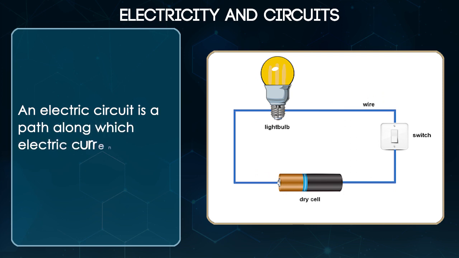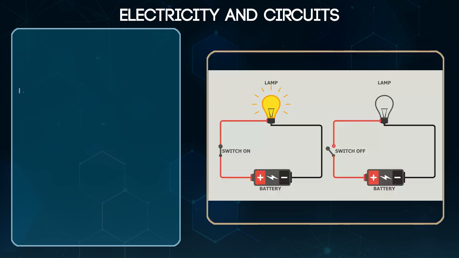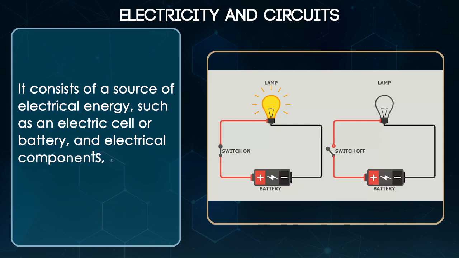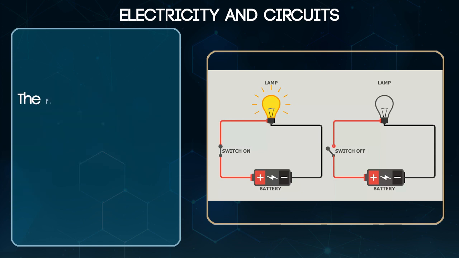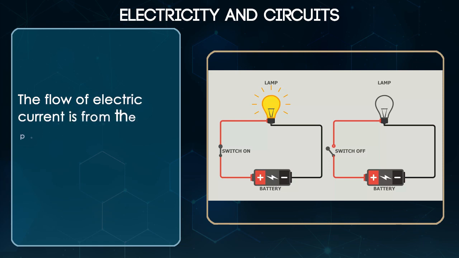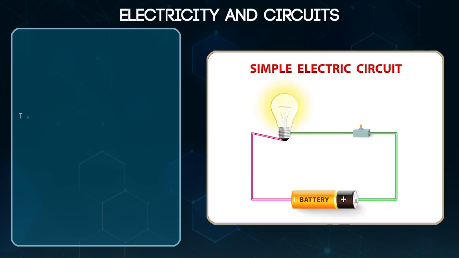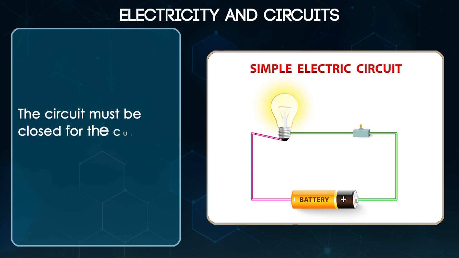An electric circuit is a path along which electric current flows. It consists of a source of electrical energy such as an electric cell or battery and electrical components such as bulbs, switches and wires. The flow of electric current is from the positive terminal to the negative terminal of the cell. The circuit must be closed for the current to flow.